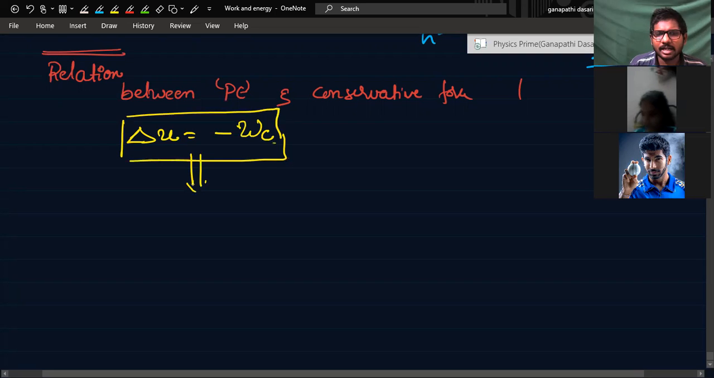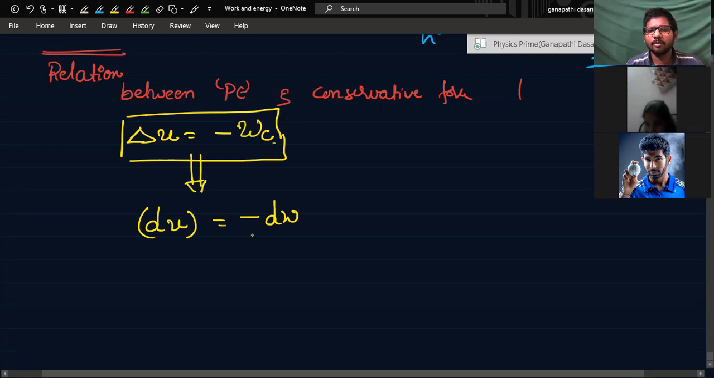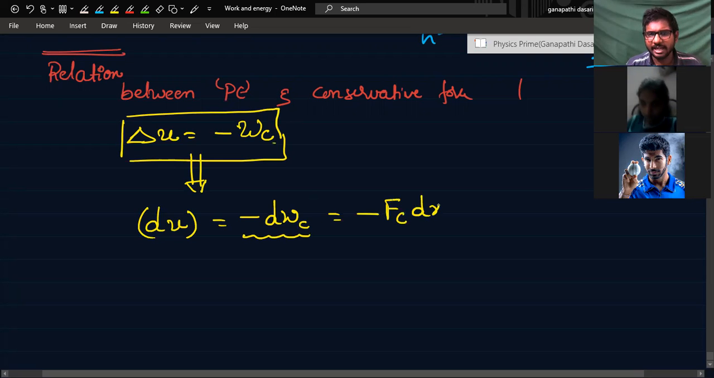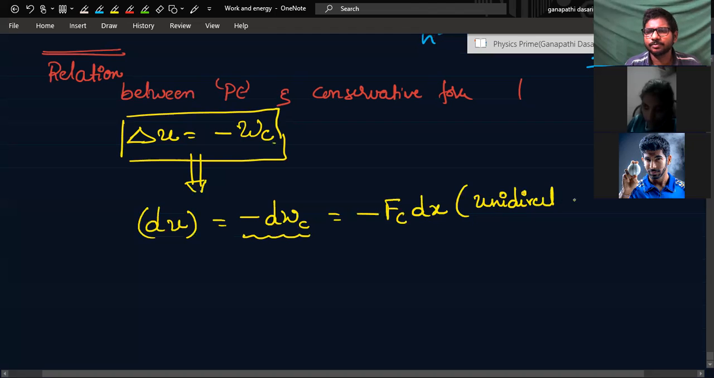I'll try to relate this a bit better. For a small change, the change in potential energy is equal to minus the work done by the conservative force. dWc can be written as minus the conservative force times dx, if the force is unidirectional, meaning a one-direction force. Otherwise it is minus Fx dot dx, or otherwise minus F dot dr.